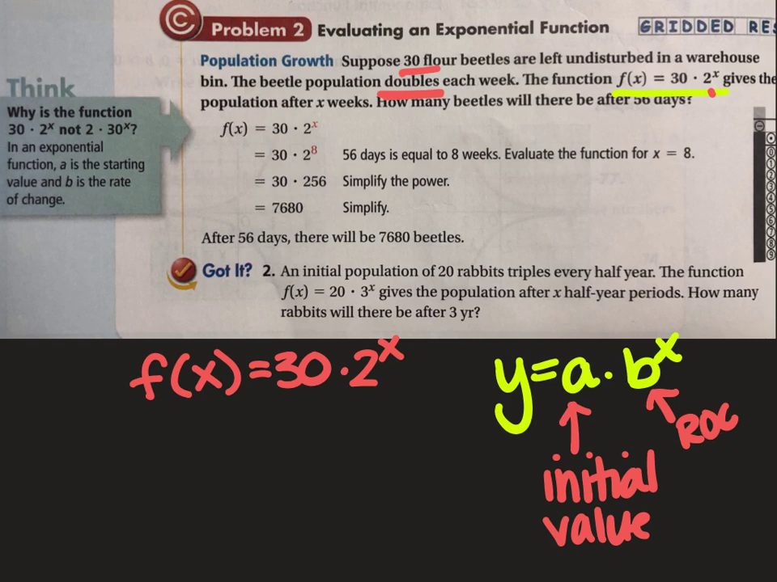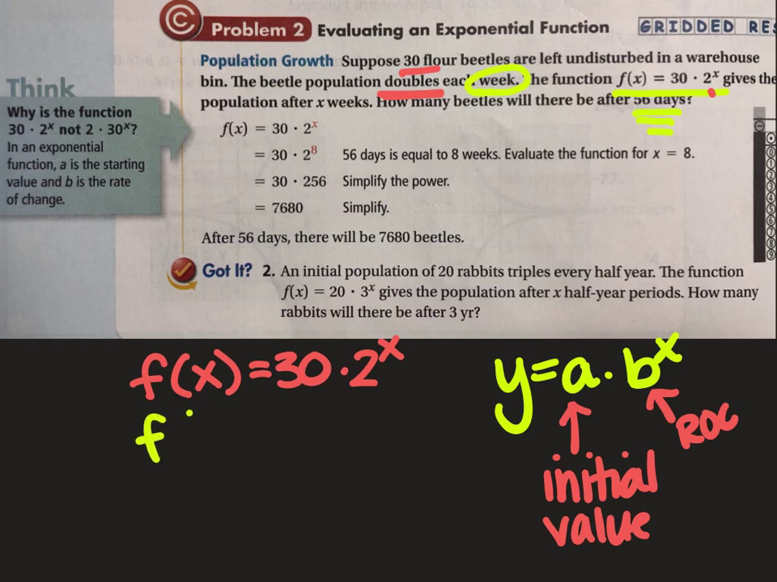Okay. And also I want you to notice that they talk about week here. One of the main things to really pay attention to when we're doing this is what measurement they're giving it to you in, because here they say it doubles each week, but they give you the length of time in days. So 56 days is equal to 8 weeks. So the x, the amount of time that you're putting in for the exponent, is going to be 8, because again they want the answer in weeks.